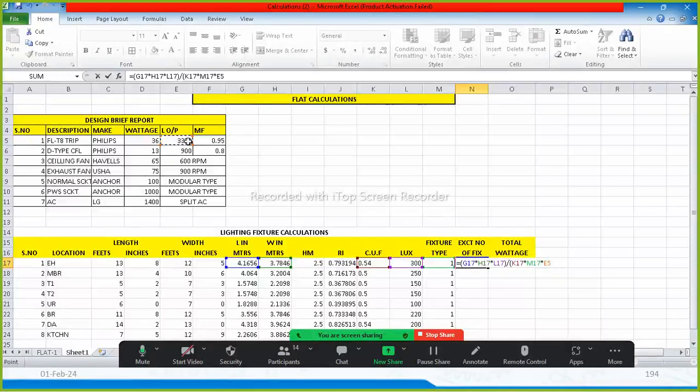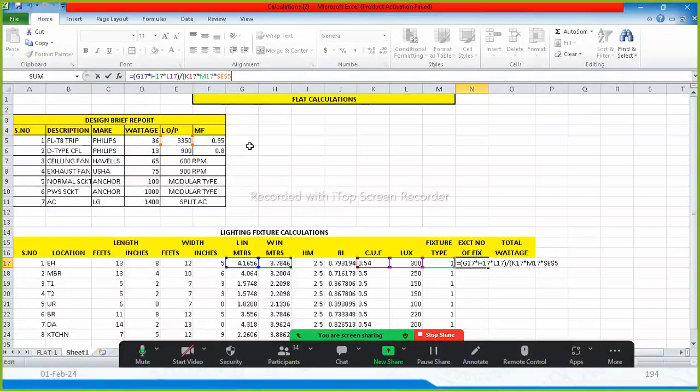Why? Because this is common, no? Lumen output is common for all the rows. Yes or no? Yes. So to freeze that column, we put a dollar symbol before the alphabet and after the alphabet, because it's a common column. When I drag it up, the column number should not get changed. The column and row number should not be changed. The remaining all should get changed because each and every room has different dimensions.